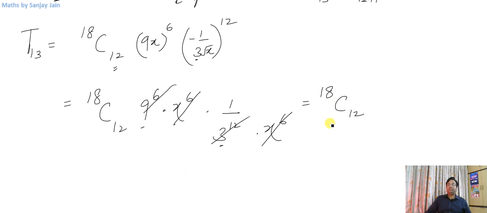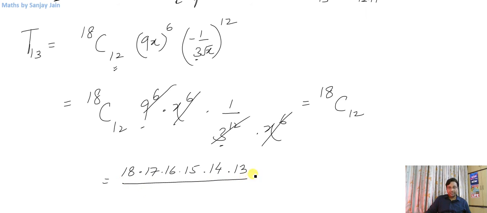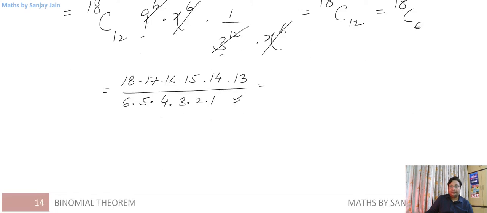Okay, so the only calculation part is left, and what will that be? 18 into 17 into 16 into 15 into 14 into 13 divided by 6 into 5 into 4 into 3 into 2 into 1, because 18C12 is equal to 18C6, right? That is what I am using here. This is the calculation that you need to do here, okay? And you will get your answer. All right.